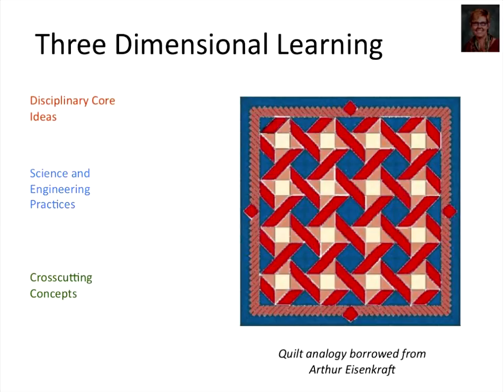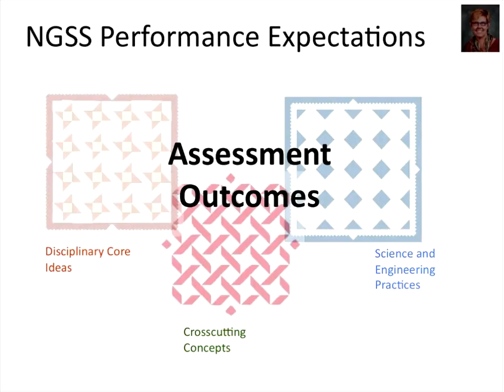So I'm trying to think about those three dimensions with this quilt analogy because it has those facets, and because that's the sort of thinking that was represented in the framework for K-12 science education. If you think about the quilt, the core ideas are these stars, the cross-cutting concepts are the red sashing, the science and engineering practices maybe are the blue squares, and then the binding areas. You can see that when they come together, that provides that powerful experience for students.